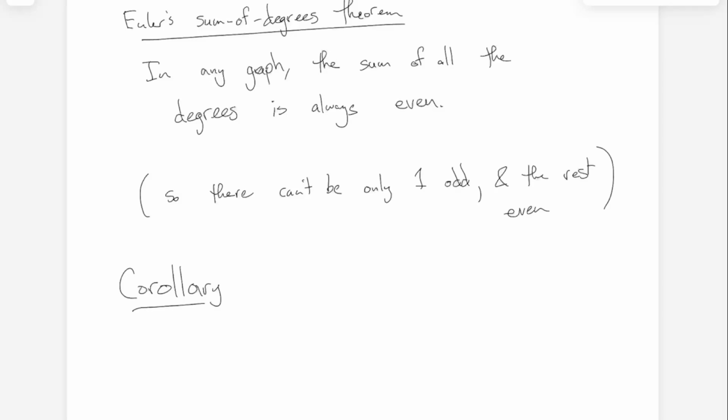This is a little confusing to write this way, but it says the number of vertices with odd degree must be even.